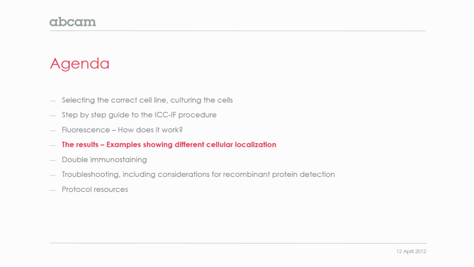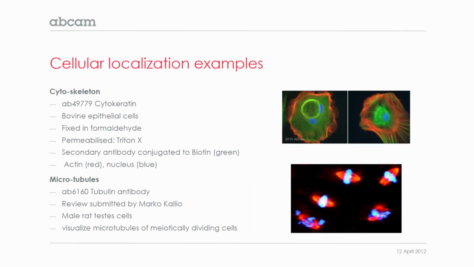So I'd like to show you some examples now. As I mentioned before, the great advantage of ICC is that you can get very good contrast and resolution within your image, and it's really easy to see good cellular localization of your protein. So here we have some examples. On the top we have some cytokeratin staining of bovine epithelial cells. And we can see the cytoskeleton stained here, particularly in the image on the left. You can see how well that's stained, and it's very clear. The next image down, we've got tubulin staining, which shows up the microtubules in meiotically dividing cells.